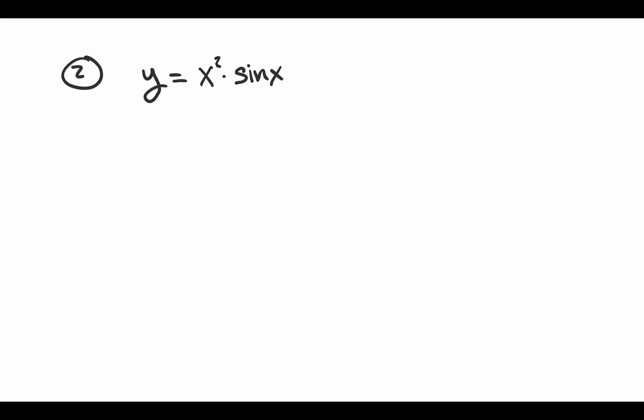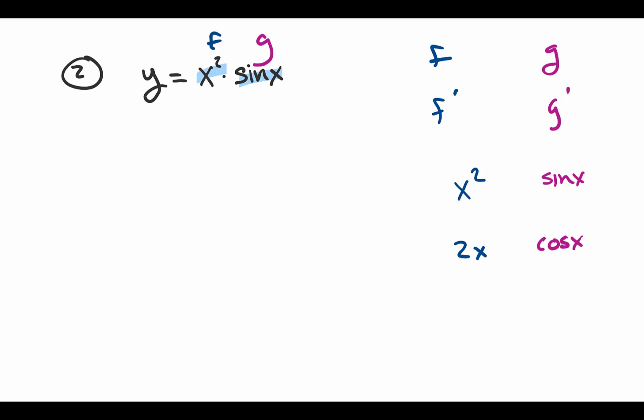Got a new one. We got a function times a function. Maybe we can say there's an f, there's a g. Remember that game I was showing you? Whenever you got a product, you can kind of do one of those. So let's write it in. Our f is x squared, and its derivative is 2x. Our g is sine of x, and its derivative is cosine of x. We'll just make a little plus sign right here.